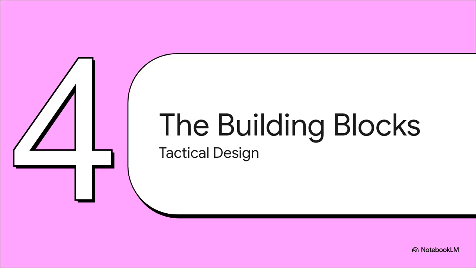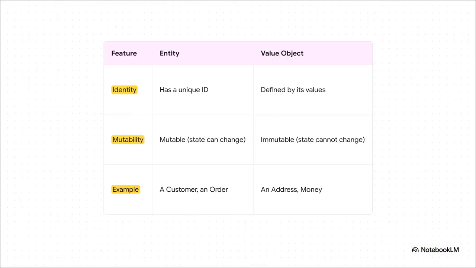Okay, so once we have that high-level blueprint from strategic design, we can zoom in and start focusing on the actual building blocks. This next phase is called tactical design, and it's all about the specific patterns we use to build our domain model inside the code. 2 of the most fundamental building blocks you'll encounter are entities and value objects. An entity, like a customer, is something with a unique identity that persists over time, no matter what its attributes are. A value object, on the other hand, like an address, is defined only by its values.